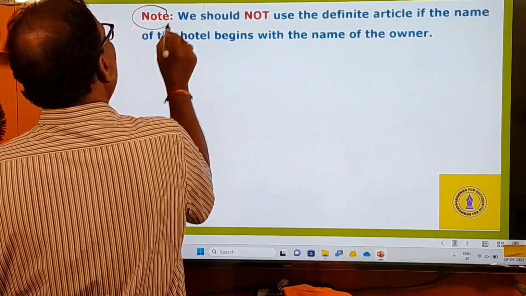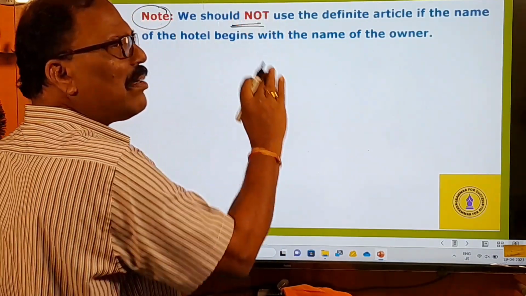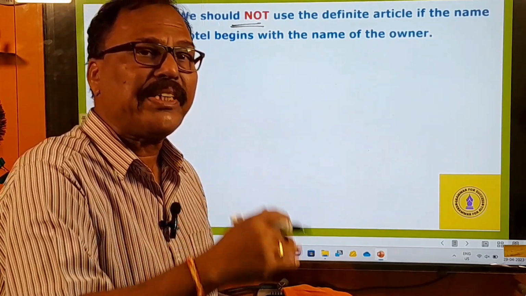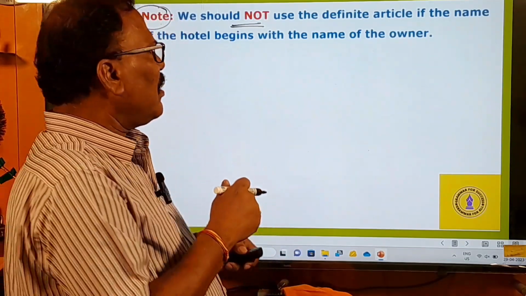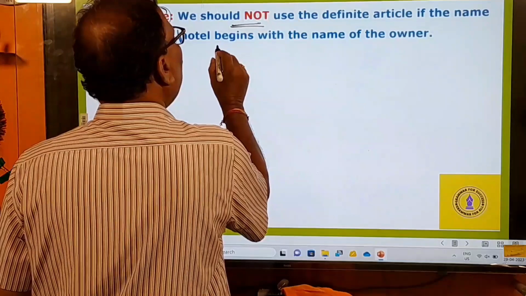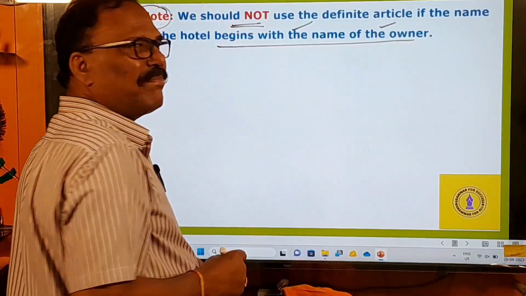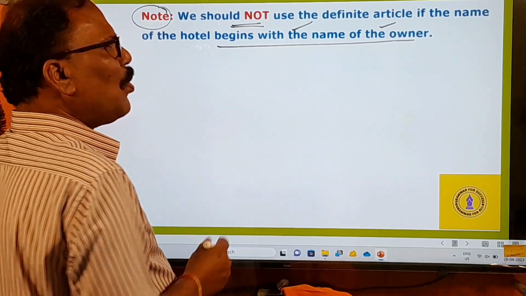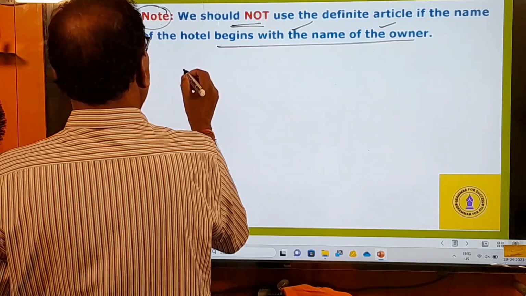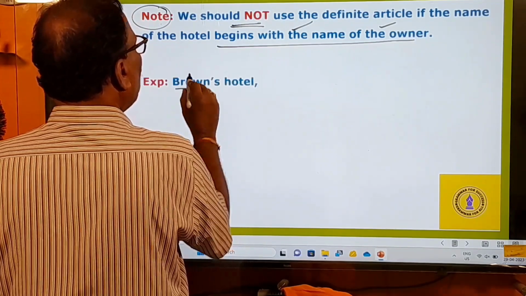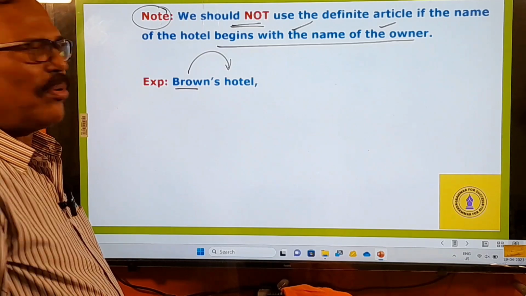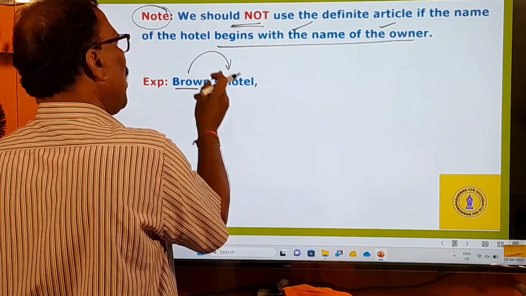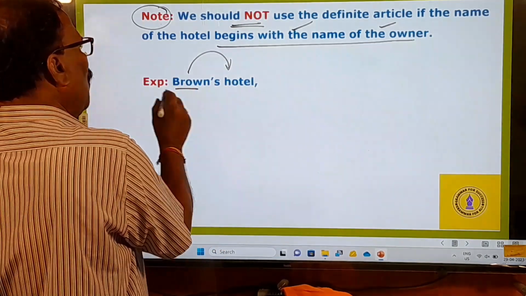But here one note is there. What is that note? We should not use any article before the names of hotels or pubs or inns or restaurants if they begin with the name of the owner. This is very important. For example, three examples I have given. Brown's Hotel: this is the name of the owner of this hotel, the hotel belonging to Brown. So before that, we should not use any article.